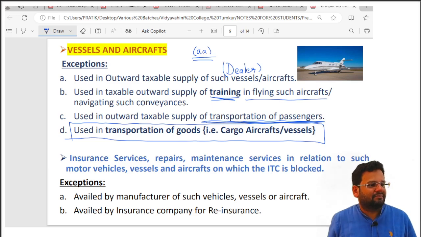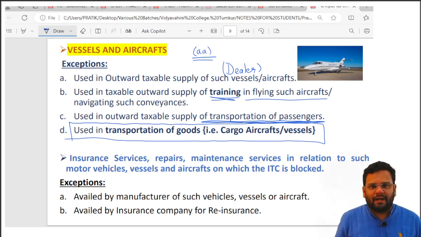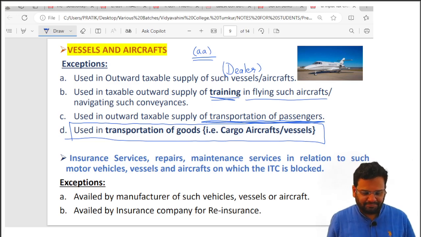What happens? Blocked or allowed? Blocked. Give a hyphen. ITC shall be blocked. Understood? Second example.